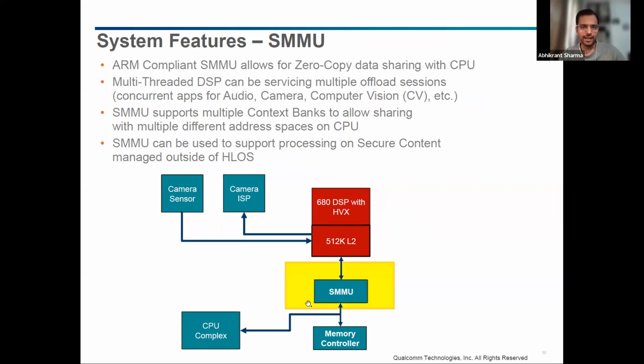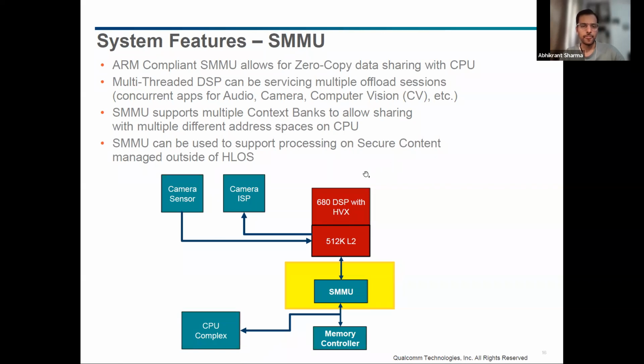So yeah, I think we'll talk slightly more on what this SMMU has to offer. This is based on an ARM architecture, and it's an ARM compliant SMMU, which allows zero copy data sharing between the CPU and the DSP. It has a multi-threaded DSP that can service multiple offload sessions. Why this SMMU is important is that it can, in parallel, allow multiple applications to get executed and do their work, whatever they want to do. So concurrent applications like audio, camera, and CV can run in parallel, and SMMU is one important block that allows this to happen.